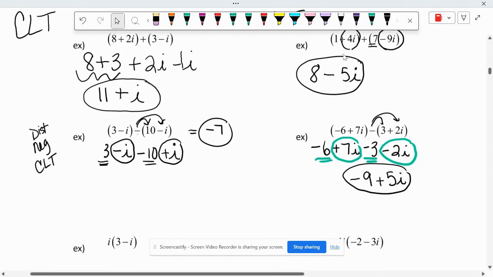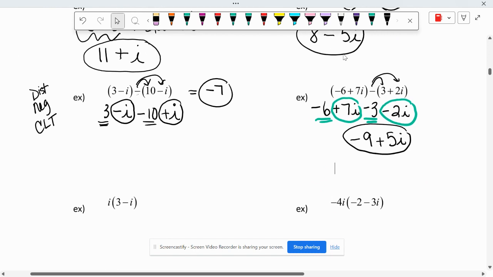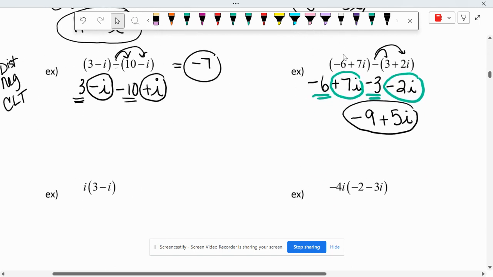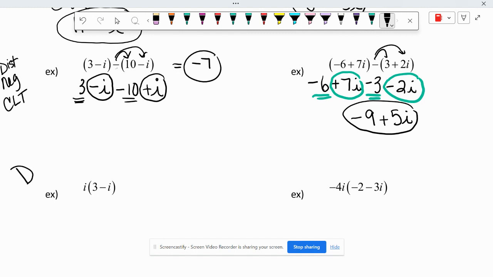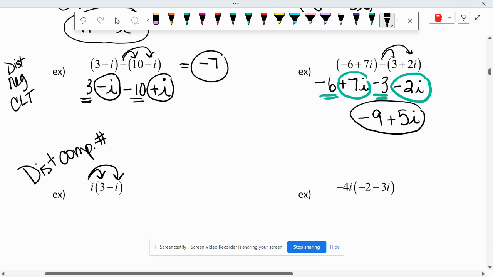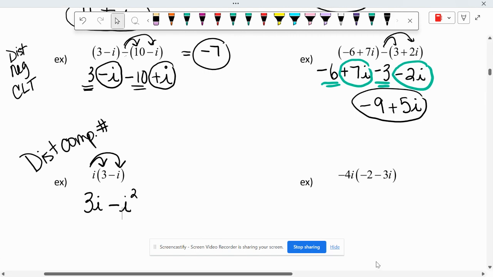So this next example has a complex number on the outside, and you're distributing it. So you're distributing the complex number, and then we're going to simplify. So let's see. i times 3 is 3i. And i times negative i, well, positive times a negative is a negative. And i times i is just i squared. So I have 3i minus i squared.